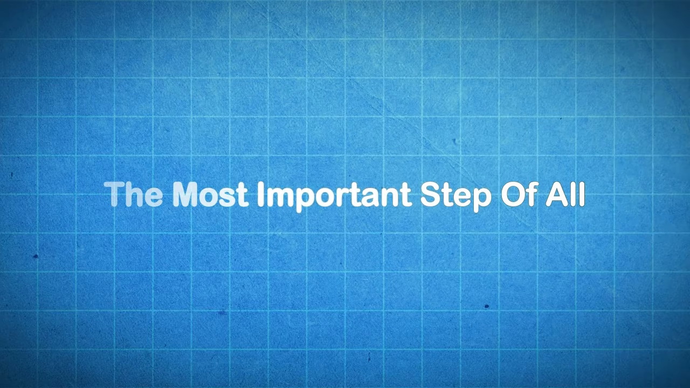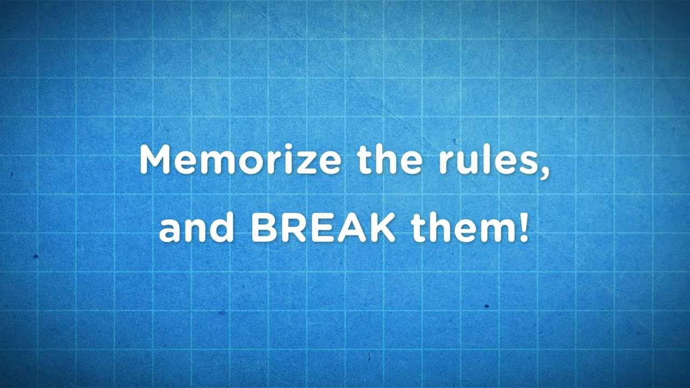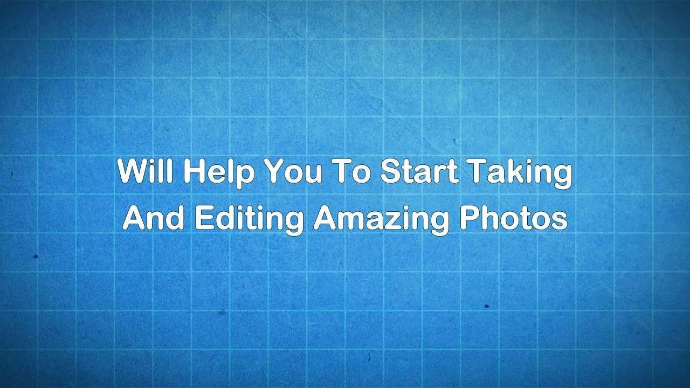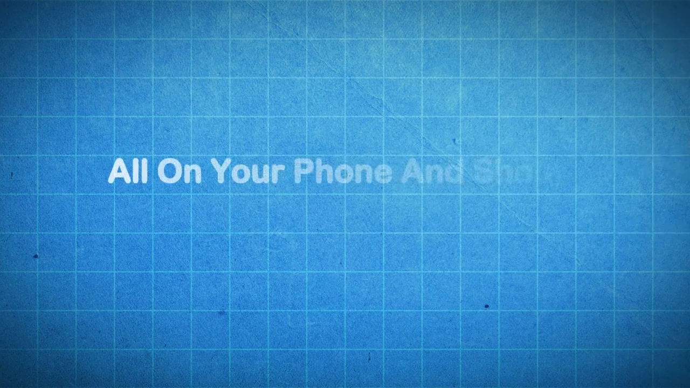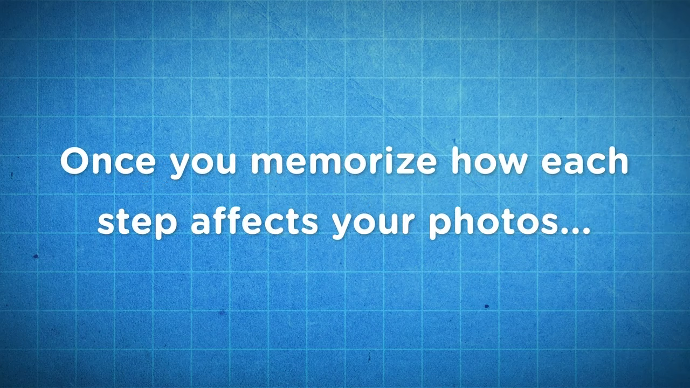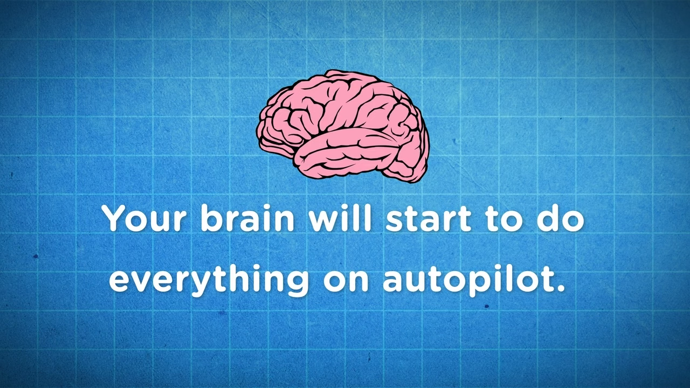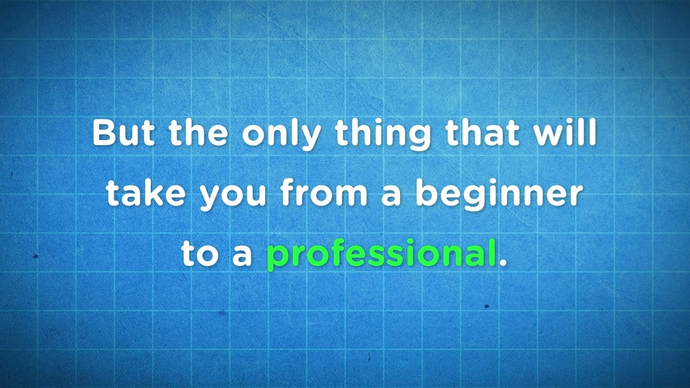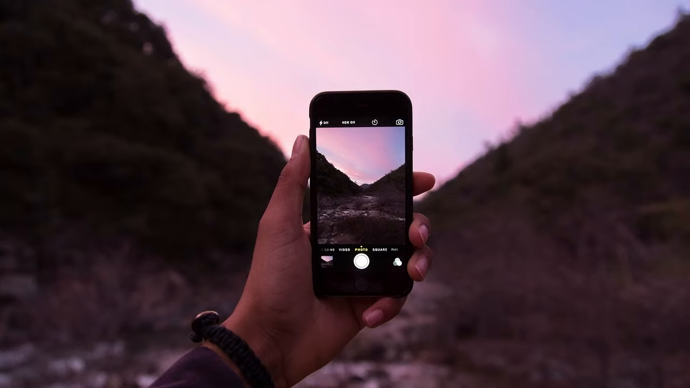The most important step of all: memorize the rules and break them. Everything I've discussed in this course will help you to start taking and editing amazing photos all on your phone, and should be committed to memory. Once you memorize how each step affects the way a photo is perceived, your brain will start to do everything on autopilot while you're out shooting. And practice makes perfect is not just a cliche that your middle school basketball coach says, but the only thing that will take you from beginner to a professional. The best thing that you can do is shoot, shoot, shoot.